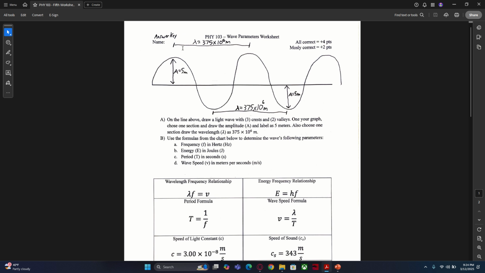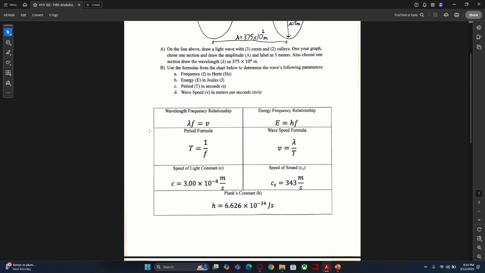If you don't want to do from a crest to a crest, you also have the option of a valley to a valley, from one valley to the next valley if you have more than one shown, and we can label that as lambda equal to the value that we're given. The units for amplitude and for wavelength are going to be meters or lowercase m. And that's part A. For part B, we're going to be using certain formulas from this chart.